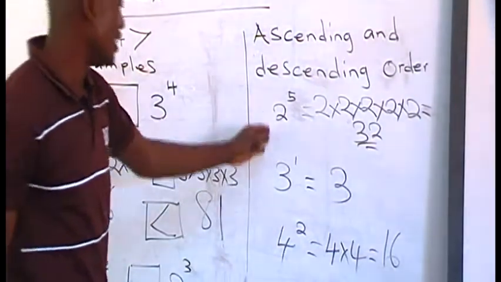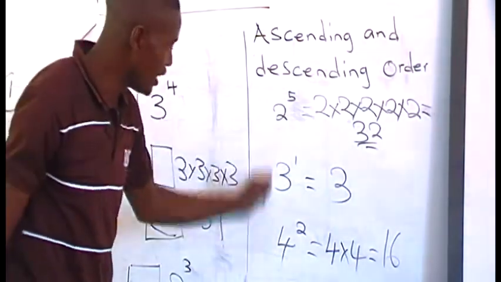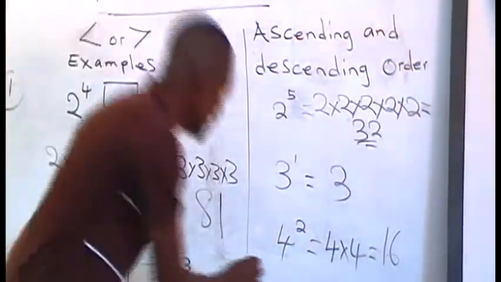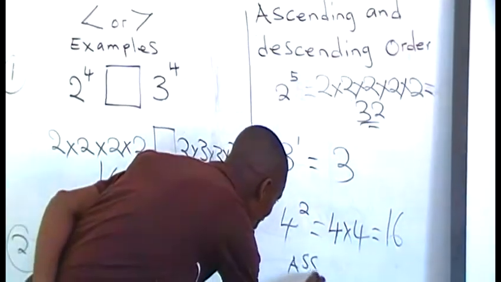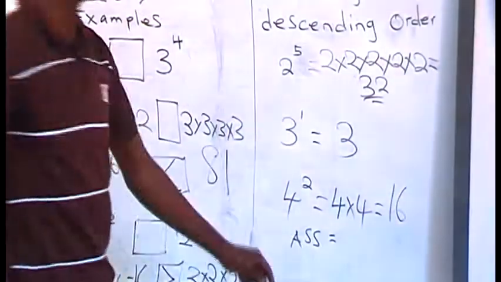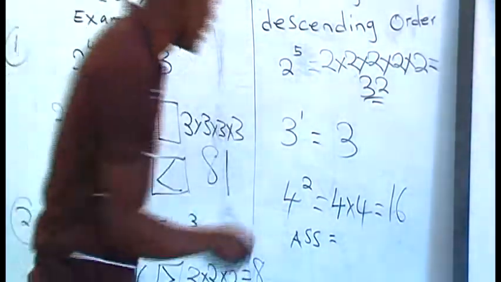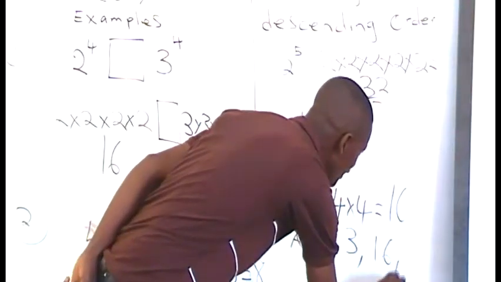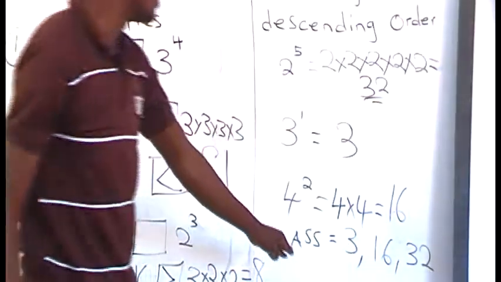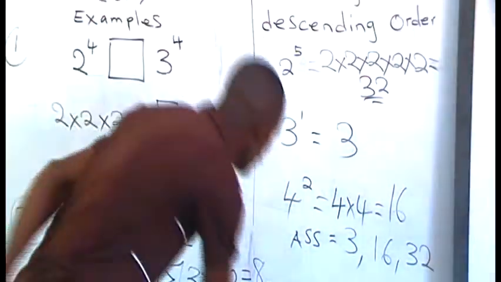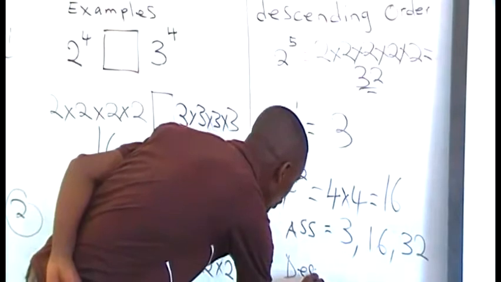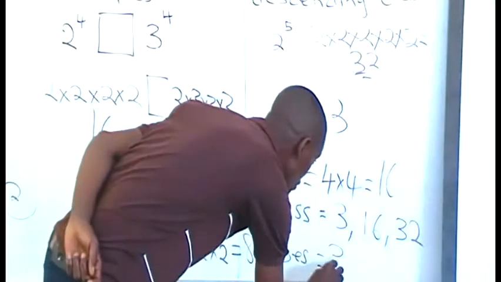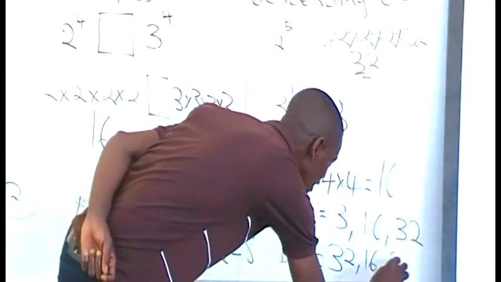So now, have we arranged the numbers? Are they in ascending order? No, the arrangement is jumbled. Now you need to arrange them. If we say in ascending order, you need to start with the smaller number. The smallest number here is 3, followed by 16, and then 32. It means we are arranging numbers in ascending order. In descending order, it's vice versa. You start with the bigger number, which is 32, and then 16, and then 3.